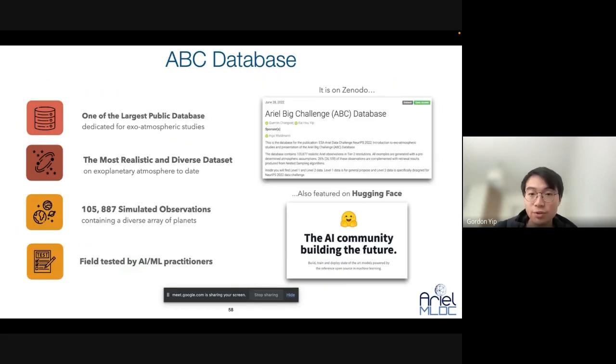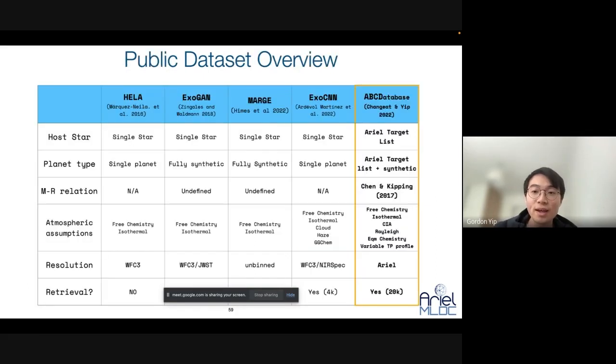For that, we actually built a giant database. It's one of the largest public databases, and it has been field tested by AI and machine learning practitioners all over the world, at least 250 of them. We also compare that with other public data sets. The main idea of this table is not to show that we're the most correct. What we're trying to say is that we try to be comprehensive, we try to be less wrong. This is the latest version that we have, and it is also publicly available. It accounts for various different effects such as the star, the planet, and the mass-radius relationship of the planet.